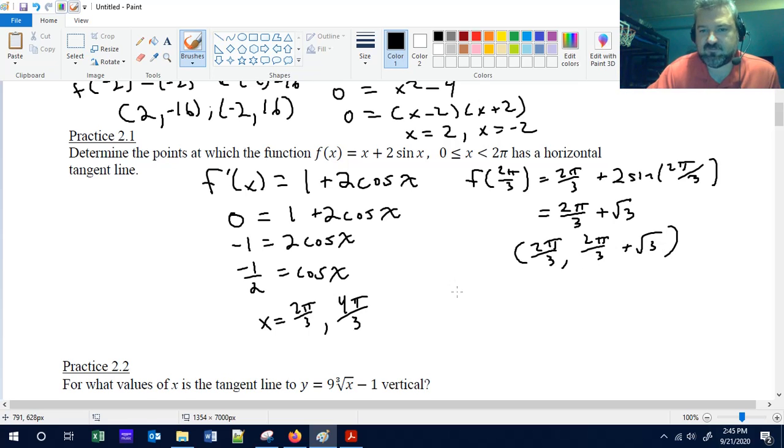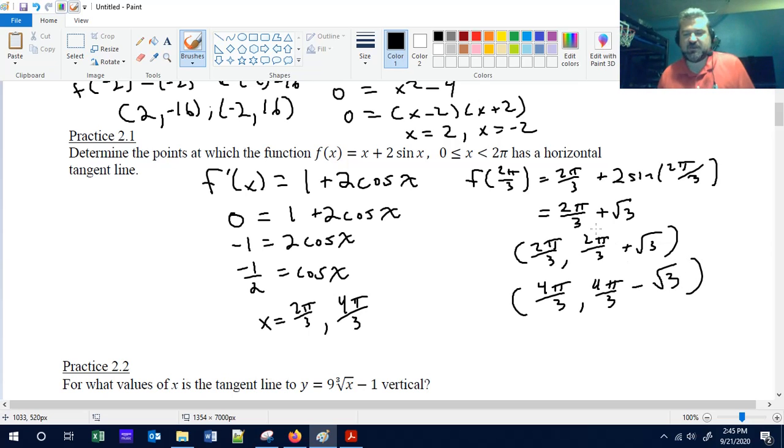All right, now the next one is going to be almost exactly the same thing. It'll be 4 pi over 3, comma, 4 pi over 3, but this time it will be a minus root 3. And you can check that by plugging in if you need to.